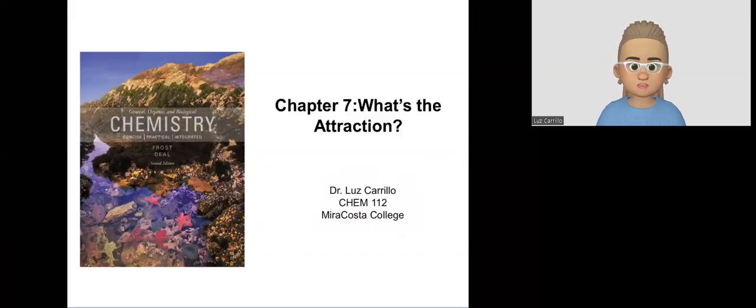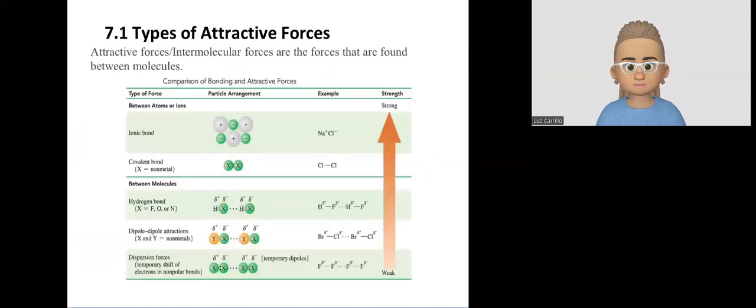In this video, we're going over the concepts of chapter 7, which is titled, What's the Attraction? When we're talking about attraction in chemistry, we refer to attractive forces. And overall, in section 7.1, we are going to view two types of attractive forces. This table is representing the two types of major classes of attractive forces that you need to be familiar with.